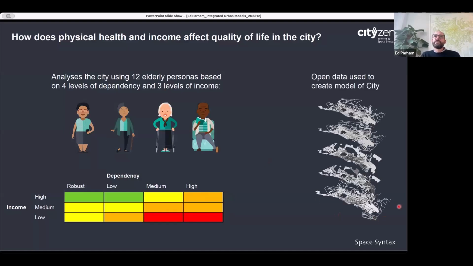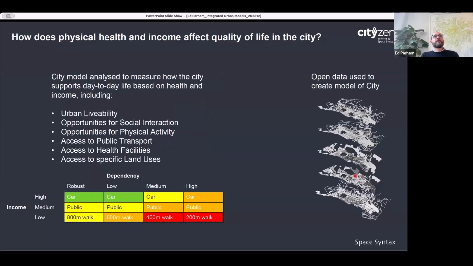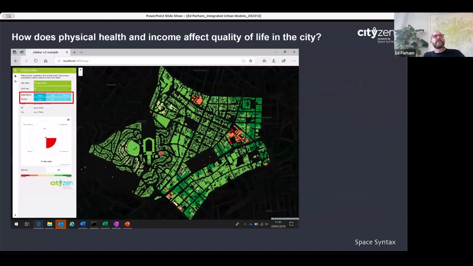And what we started to do was, the same data that went into that model of Astana, we were making another model of Sao Paulo, and we were pulling out different metrics. We were talking about how livable the city was, and we were measuring that in terms of opportunities for social interaction, physical activity, access to transport, access to health facilities. And what we did was we ran these models in a way that meant that you could filter them according to how healthy people were and what level of income they had.